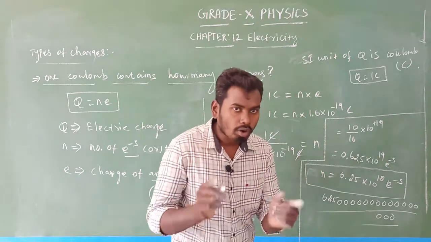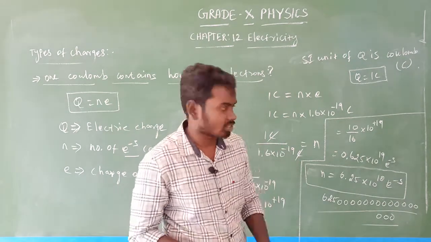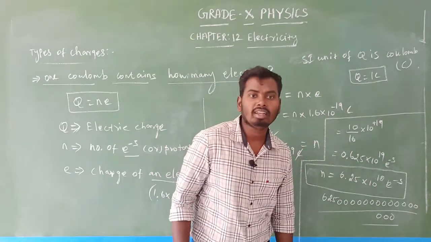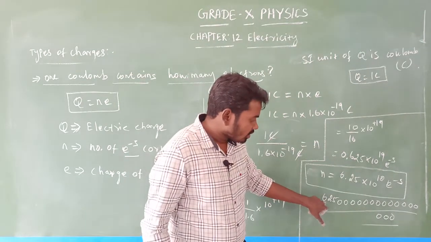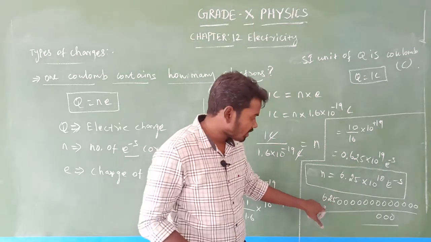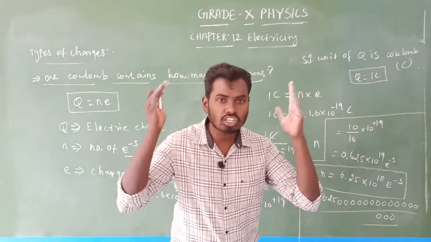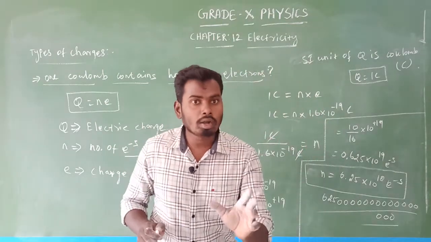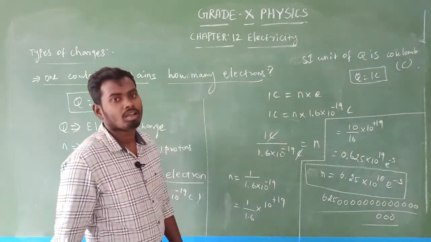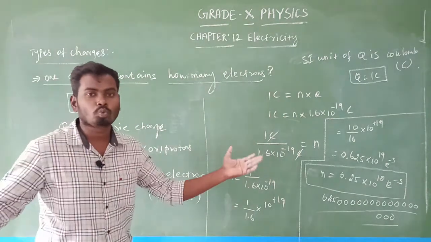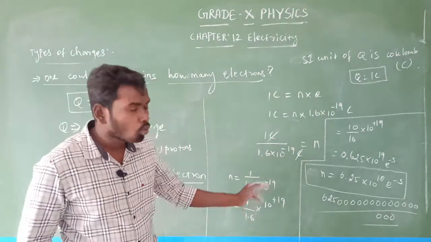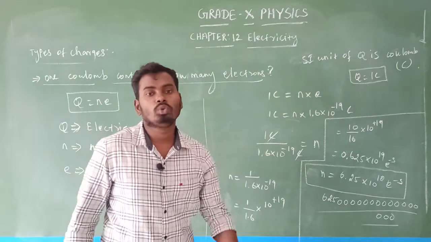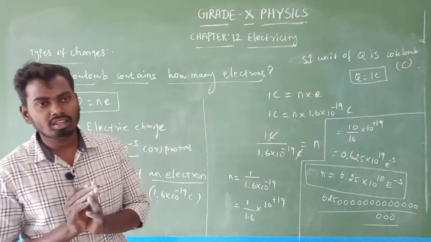So note this point: 1 coulomb contains 6.25 into 10 to the power of 18 electrons, which means after 625 there will be 16 zeros. That many electrons make up 1 coulomb of electric charge. That is a tremendous number, very big, and that is the reason why the coulomb is considered a very big unit. Is it clear? Very easy.